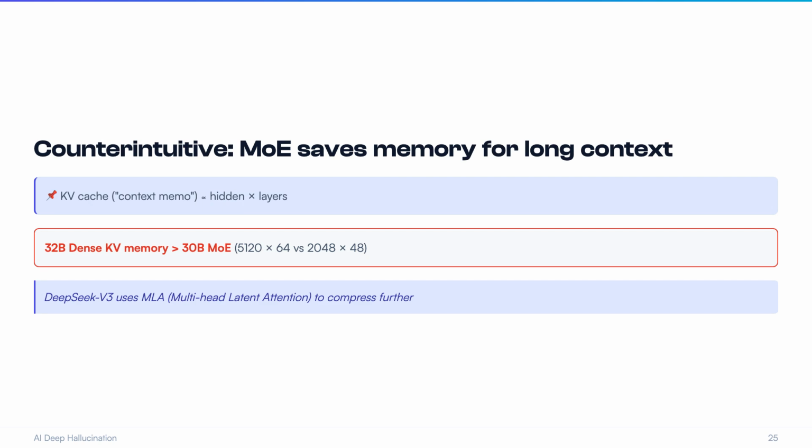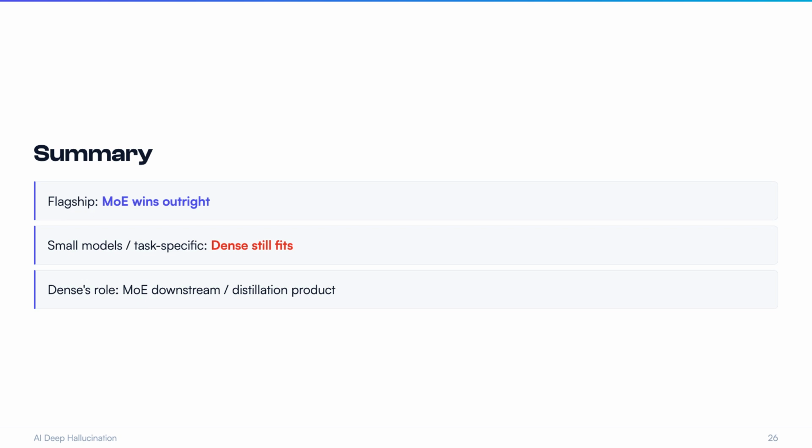One more counterintuitive point. For long context, 32B dense actually eats more memory than 30B MoE. Because KV cache, basically the model's context memo stored per token, scales with hidden dim and layer count. Dense side is over 5,000 times 64 layers, MoE is over 2,000 times 48 layers, several times difference. Totally counterintuitive, so dense isn't fully superior either. Right? So when the interviewer follows up, why is dense still alive? The correct answer isn't saves memory, it's that for small models, communication overhead eats the compute advantage, plus task-specific dense is more stable.